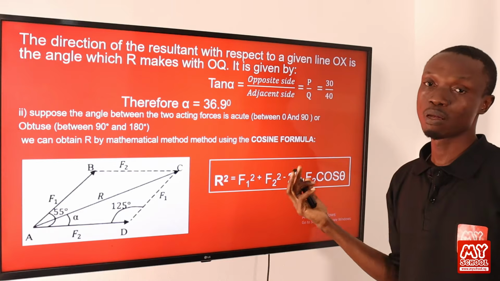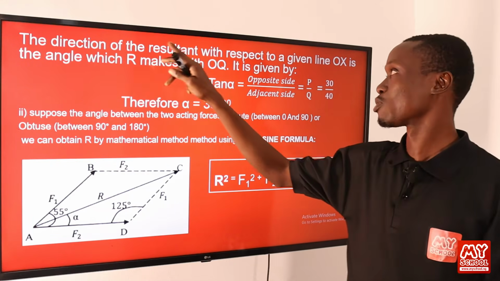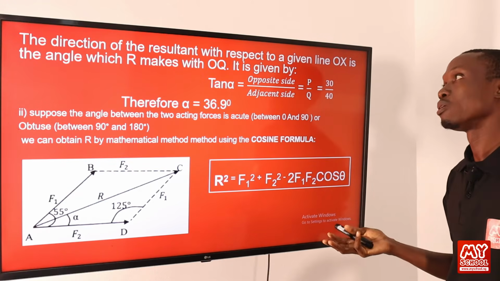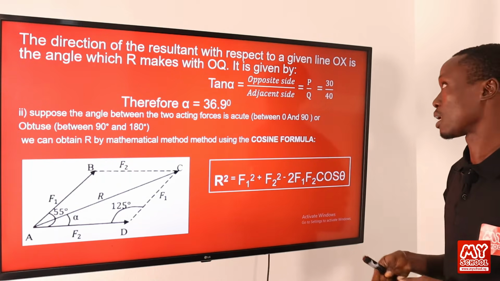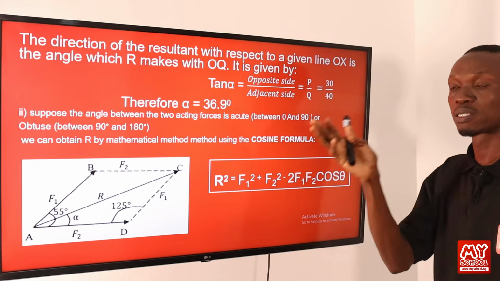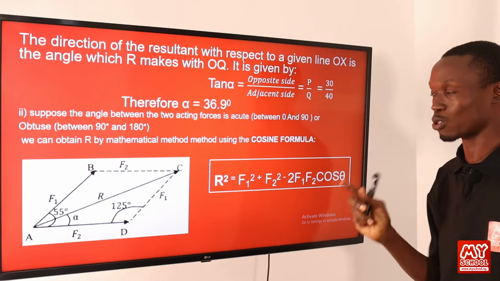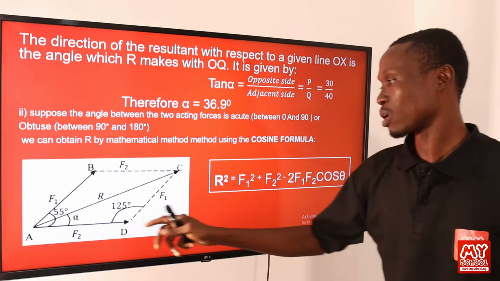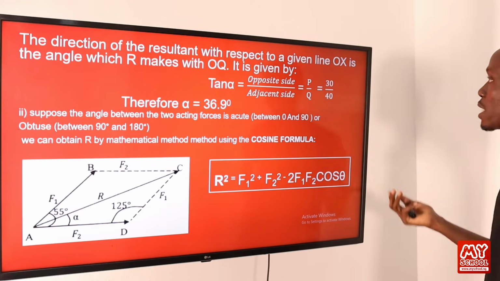So to do that, you simply make use of your trig ratio, right? Your trigonometry. Now remember the direction of the resultant is with respect to a given line. Okay, so the direction of the resultant could be with respect to the horizontal line or to the vertical line, whichever one. So you simply apply your trig ratio since the two sides have been given to you and you are looking for the angle between the resultant and one of the vectors, depending on how the resultant is inclined, whether it's inclined to the horizontal or to the vertical. Okay, so in that case, you make use of tan.